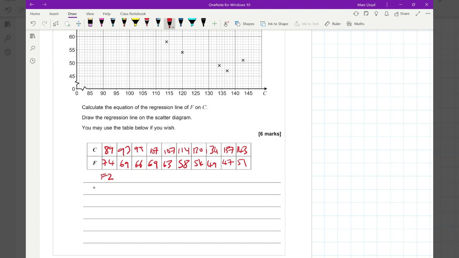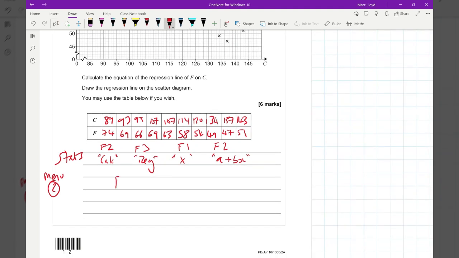You've got to be in stats mode. When you go to menu, it's option 2. So menu and section 2. Then you hit F2, which says calc. You do F3, which is your regression line. This is after you've put all of these into the tables, and they've got to be in 2 columns. F1, which is X, and then F2, you're going to want that in A plus BX. Once we've done all that, we get an equation which is F equals 114.7 take away 0.48 C.